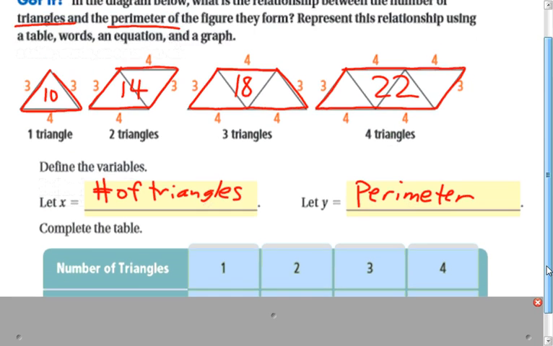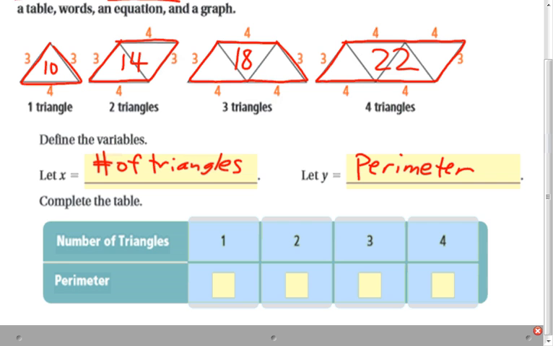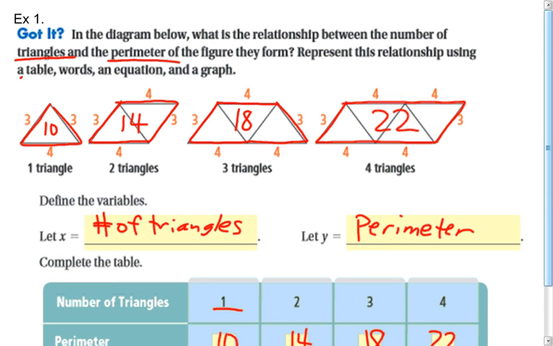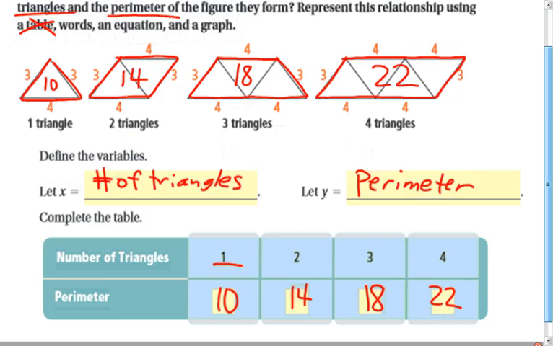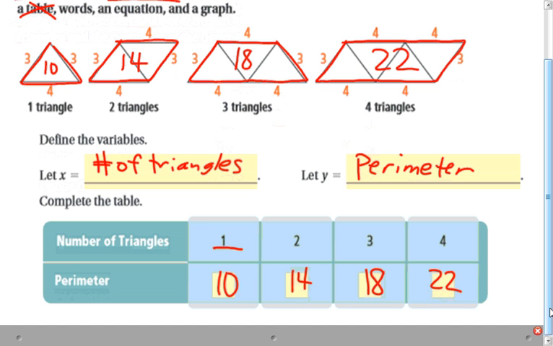Next, it says complete the table. So if I have one triangle, what's my perimeter? Well, I found it up here in my shapes. When I have one triangle, the perimeter is 10. When I had two triangles, the perimeter was 14. Three triangles gives me a perimeter of 18, and four triangles gives me a perimeter of 22. So the first part of the question said, turn this problem into a table. Well, we just did that. Okay, it said complete the table. That's our table. Okay. Next, we're going to have to work on turning this into words. I need more room on the screen. Okay.